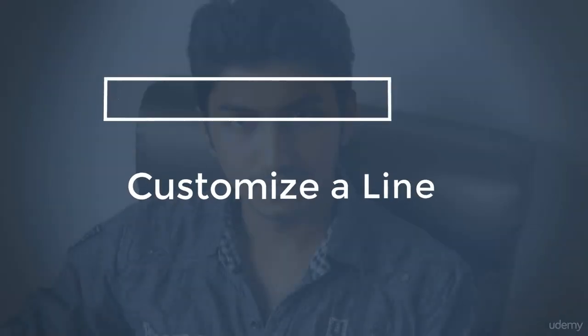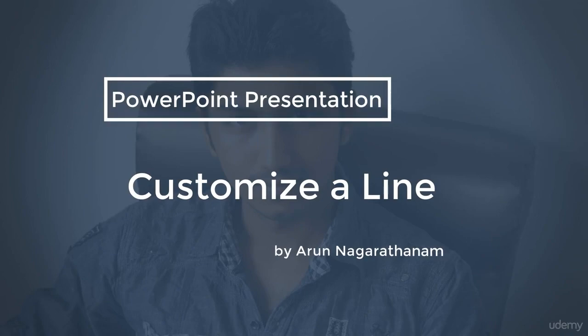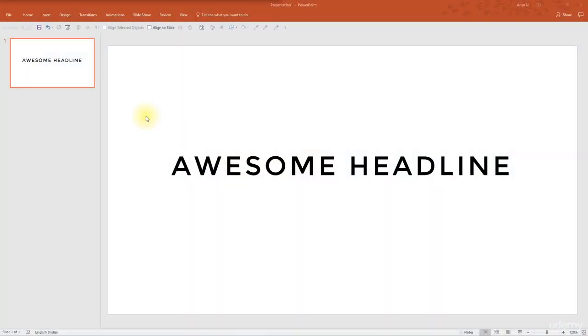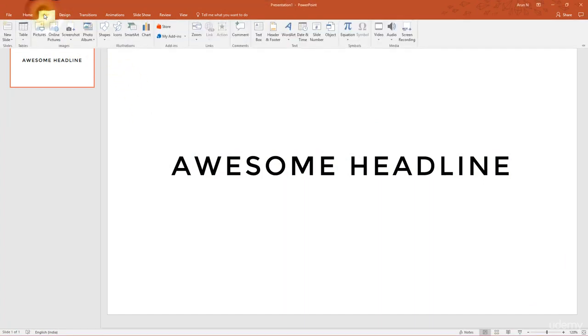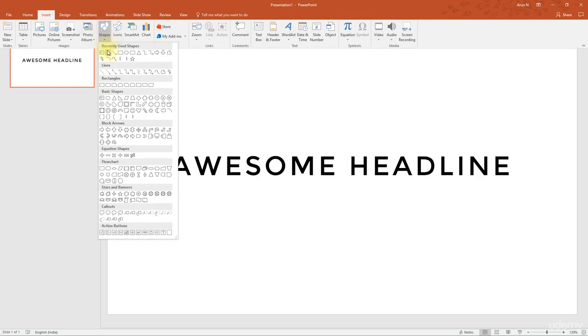In this lecture, you will learn how to customize a line. To learn how to customize a line, first you need to know how to insert a line. So go to Insert tab, go to Shapes and choose a simple line. You can see there are many types of lines under this line shapes, but for now, let's start with a simple line.